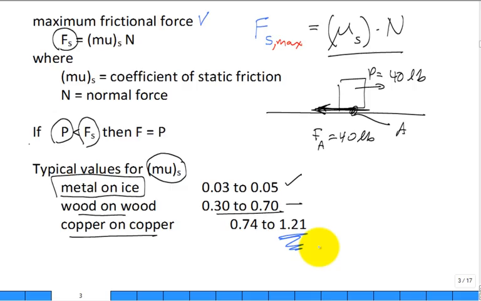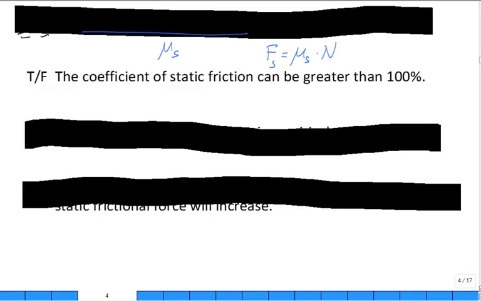But it's in your statics book, and it's well documented that yes, you can have a coefficient of static friction greater than one. It can't be less than zero. It can be close to zero if they slide very easily, like metal on ice, but it can be very high as well. It can be greater than one. Now, is it routinely greater than one? No, but it can be. Isn't this greater than 100%? What's 100%? One. All right, so let's go back and grade that.